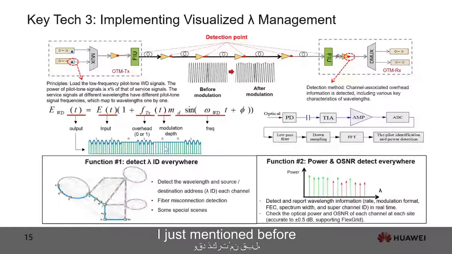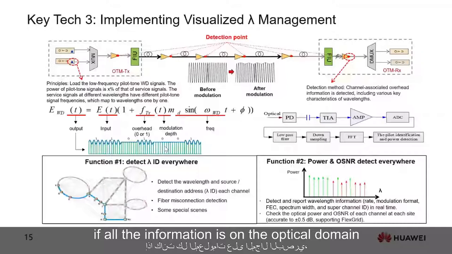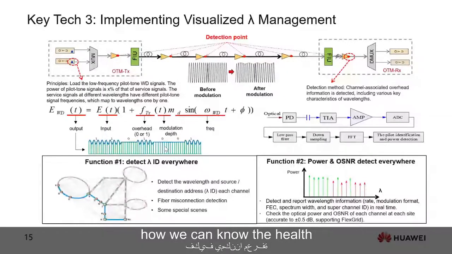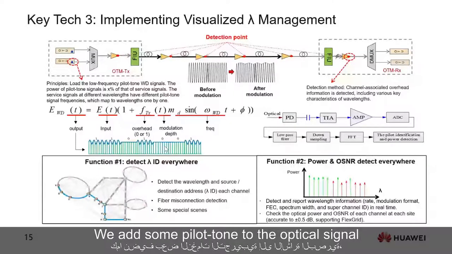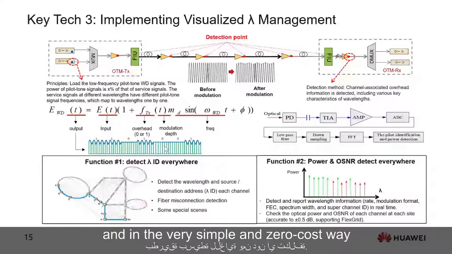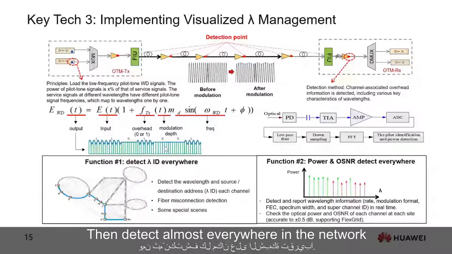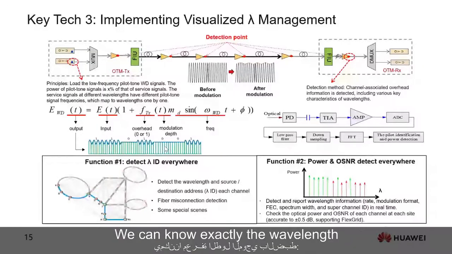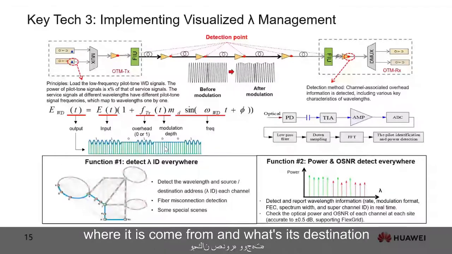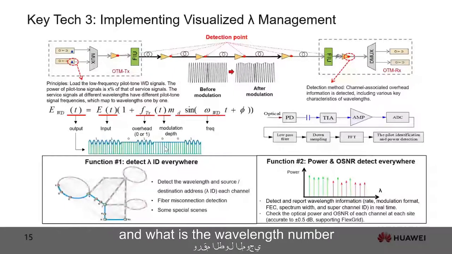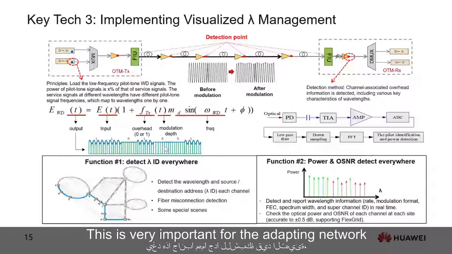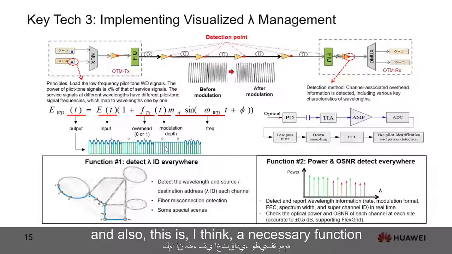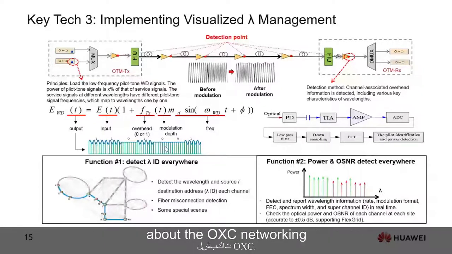And as I just mentioned before, if all the information is in the optical domain, how can we know the health or the state of each wavelength? So we introduce light sensing technology. We add a pattern tone to the optical signal, in a very simple and zero-cost way, and detect it almost everywhere in the network. So we can know exactly the wavelength, where it comes from, what its destination is, and what the wavelength number, power, and almost OSNR of this lambda are. So this is very important for the adaptive network, and I think it is also a necessary function of OXC and networking.